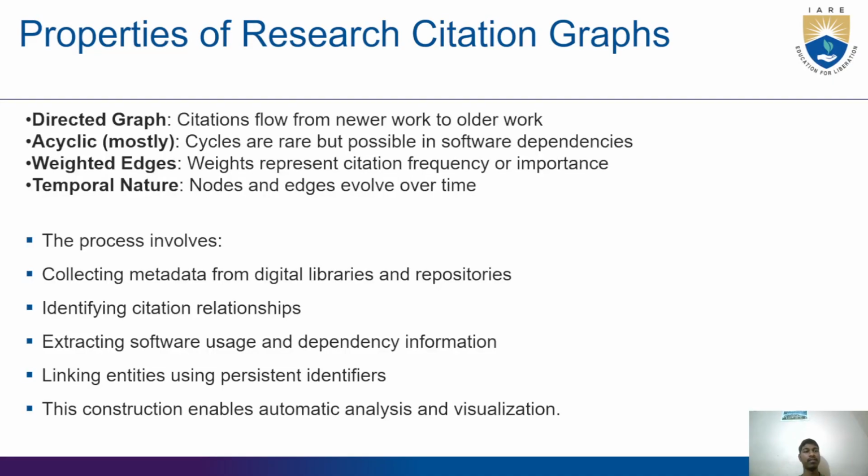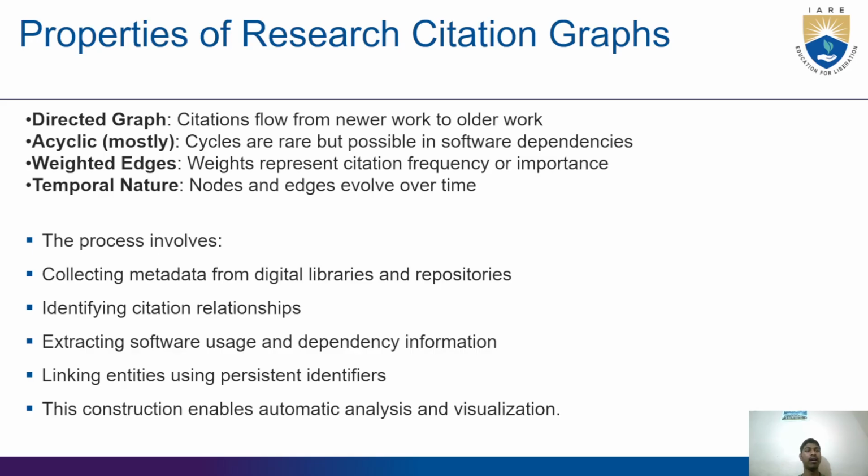Properties of citation graphs. These are the properties. It is a directed graph. It is only directed from one place to another, and is not bidirectional, only one direction. And it is mostly acyclic. Cycles are rare. It is also weighted, and weighted in the sense of the distance between one node and the other node. Temporal nature, where nodes and edges evolve over time.